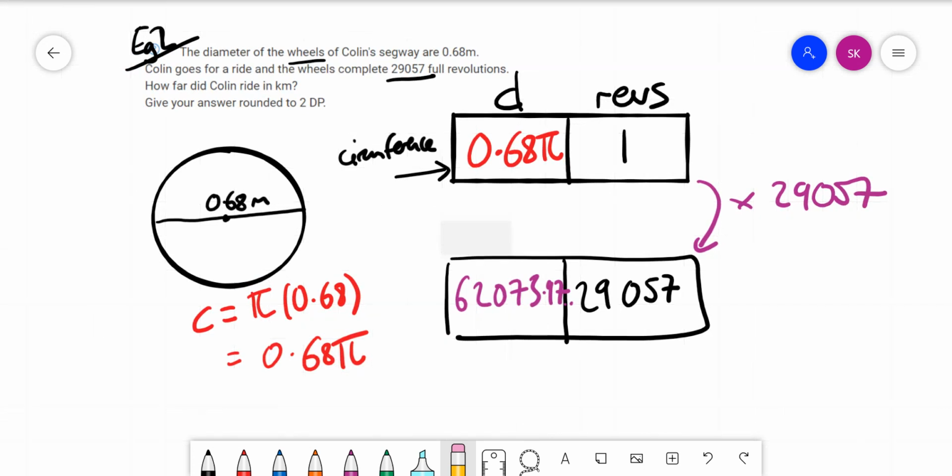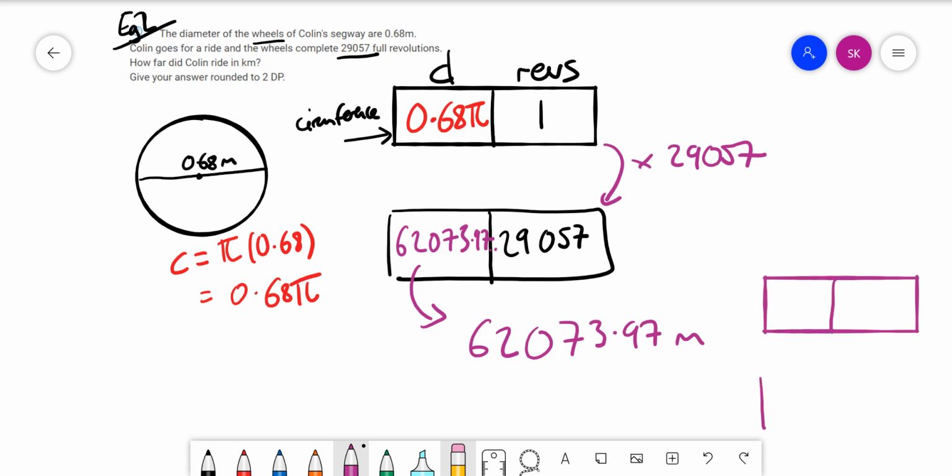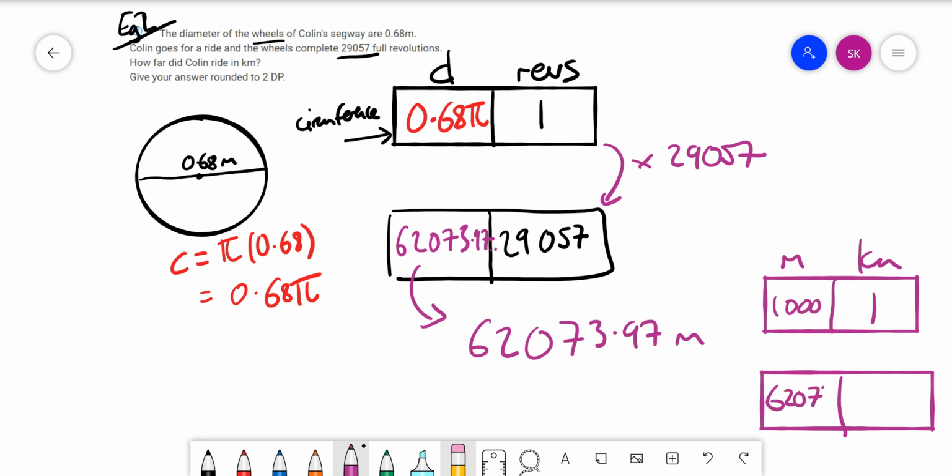So I'm going to zoom out a little bit, and this is where your converting units of measurement will come in very handy. So Colin travels 62,073 and some other stuff meters. In kilometers, we have to do box method again. We write meters, kilometers. Bigger thing is 1. There's 1,000 meters in a kilometer. We write down 62073. We divide by 1,000.